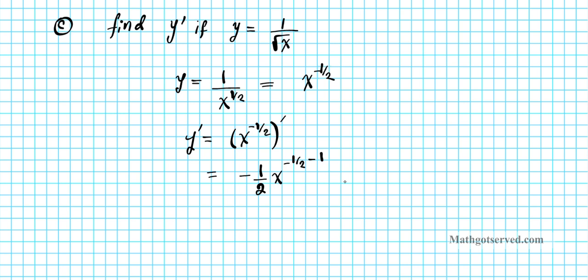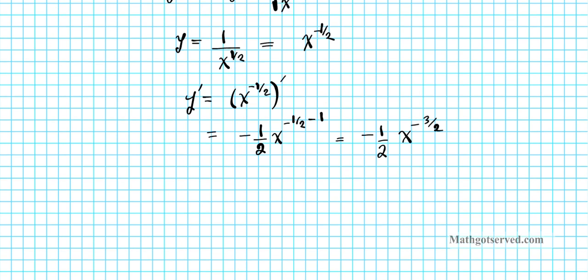Okay, or you can write 1 as 2 over 2, and then this becomes negative 1/2 times x to the, and then if you subtract 1 from negative 1/2, you have negative 3 over 2. Okay, and if we want to rewrite this, we can rewrite this as negative 1 over 2 times the square root of x to the third. Okay, so this would be the simplified form. 1 over 2 times the square root of x to the third.